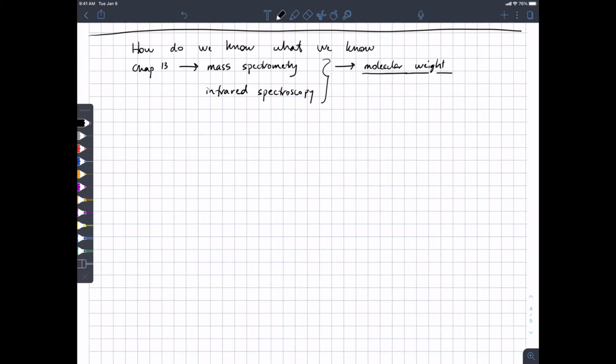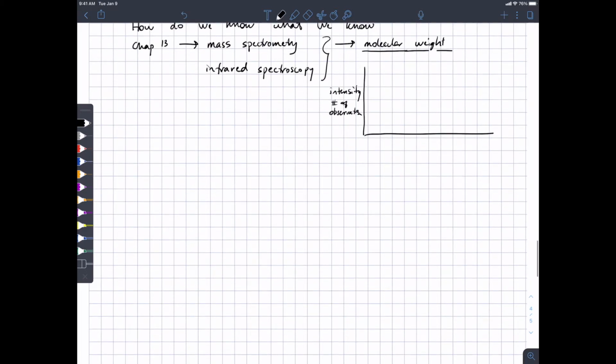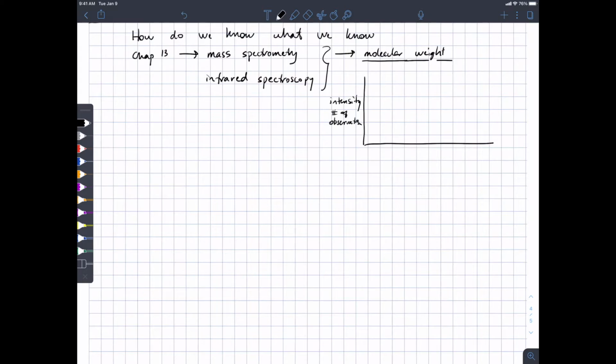In mass spectrometry, the data you get on this axis is just intensity, which means number of observations. You have a little detector that counts how many times you see a particular molecule. And on the x-axis, you have mass divided by charge, which is sometimes called the m/z ratio. This is because the physics that determine how this works rely both on the mass of the particle and on the charge of the particle.